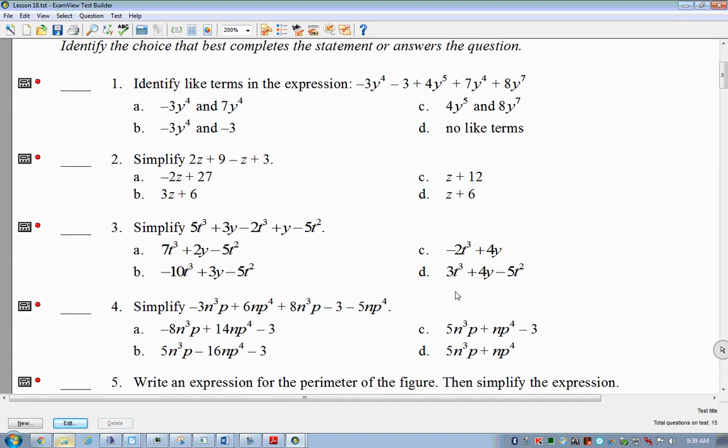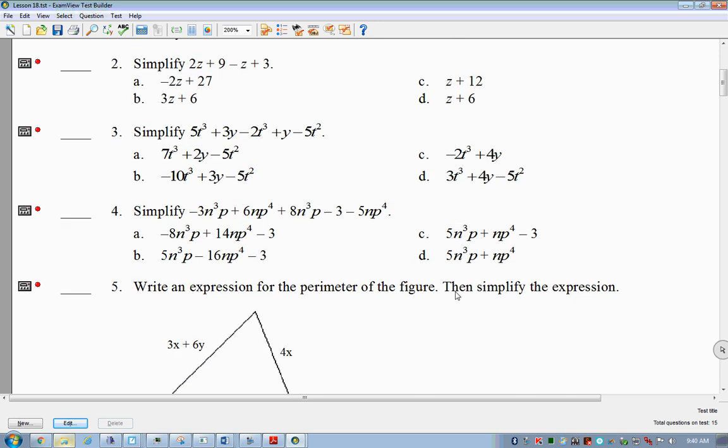Okay, we want to identify the like terms in this expression. Okay, we've got negative 3y to the fourth, negative 3, positive 4y to the fifth, positive 7y to the fourth, and positive 8y to the seventh. Do we have any like terms? Negative 3y to the fourth and 7y to the fourth. Those are my like terms. That would give me 4y to the fourth, correct? Okay, great. This is why if you go back and watch the video, you want to listen because I'm not writing all this stuff down.